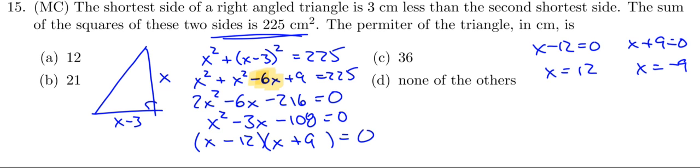Well, negative 9 makes no sense. Okay, we don't have a negative length for the side there, so then the answer's got to be 12.